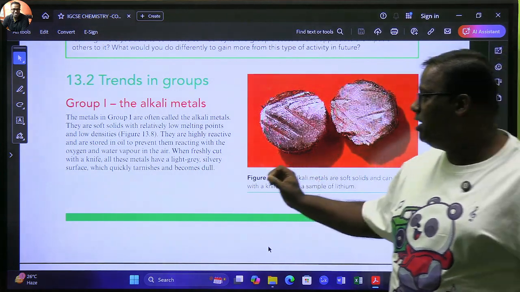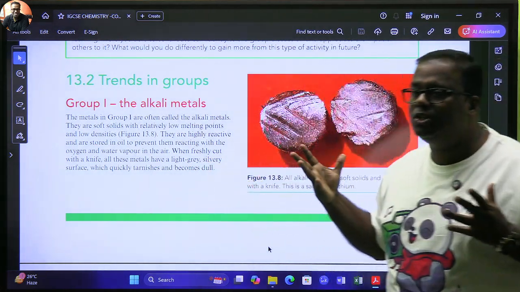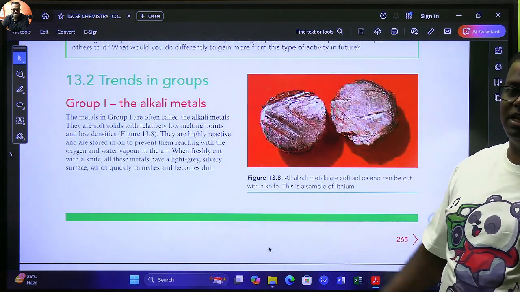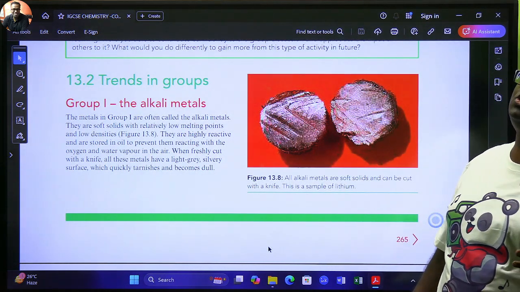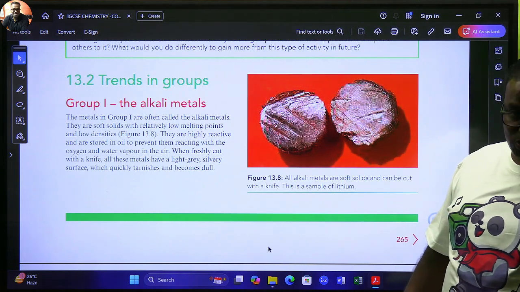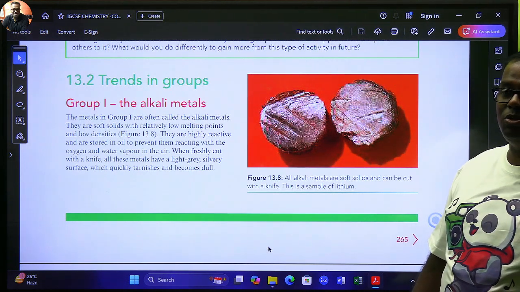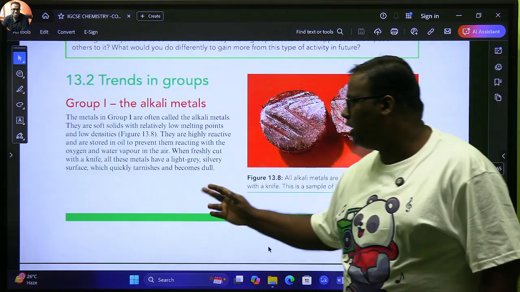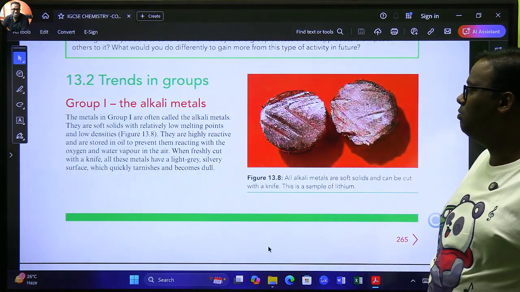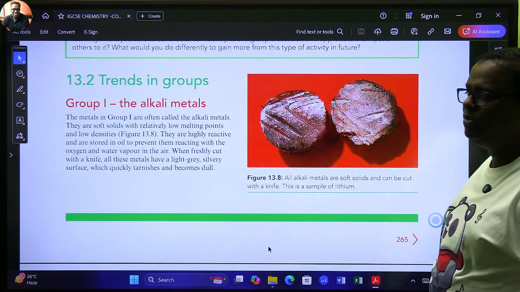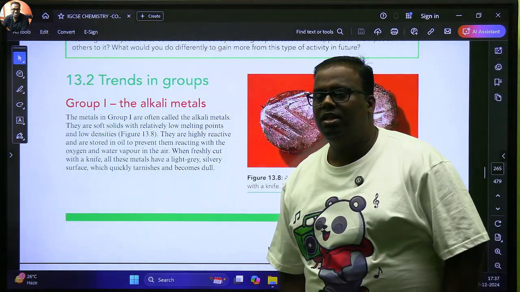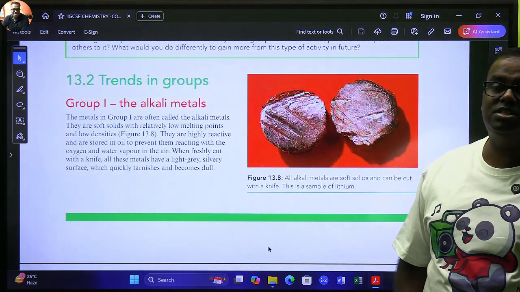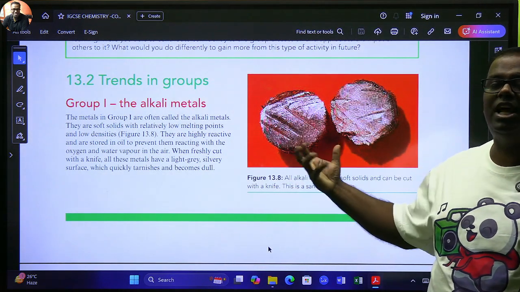You may expect a question to come that this reaction had a metal or an element X, which is usually stored under kerosene. You should understand that the question is being asked either about sodium or about potassium. Understood? Okay, when freshly cut with a knife, all these metals will have a light gray silver surface. There is a property of metals that metals are sonorous and shiny. These will not be that shiny.